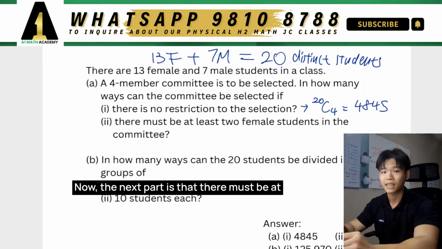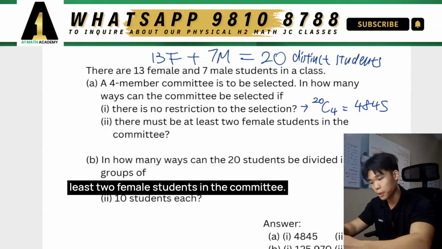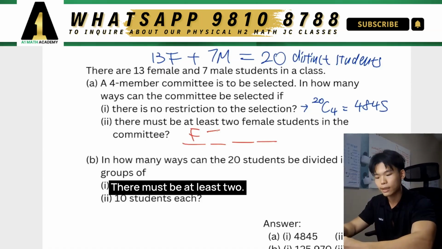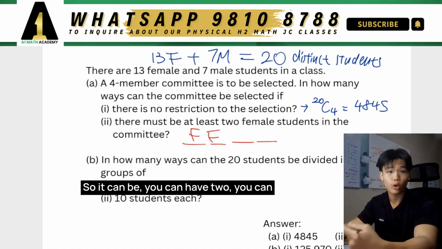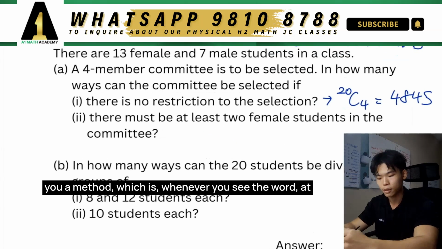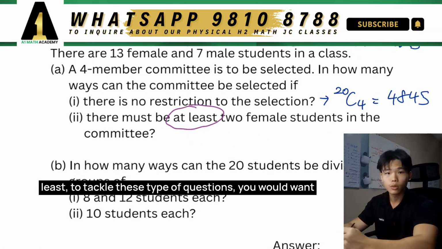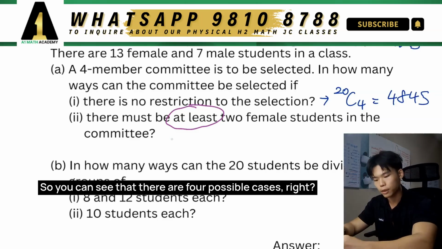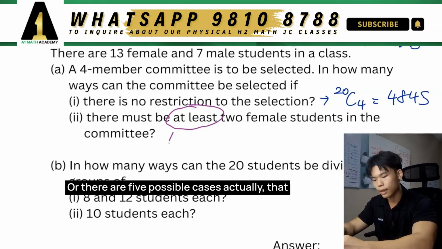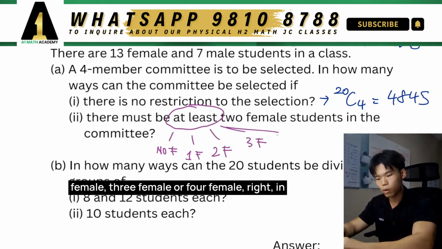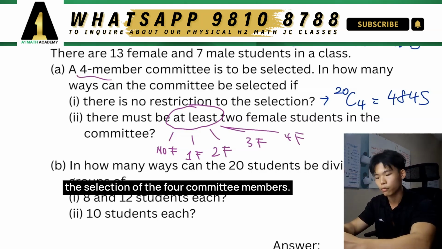Now, the next part is that there must be at least 2 female students in the committee. So what this means is that we have 4 slots, and there must be at least 2. So you can have 2, 3, or 4. For these types of questions, I'm going to teach you a method: whenever you see the word at least, you will usually want to consider the complement. There are 5 possible cases actually: no females, 1 female, 2 females, 3 females, or 4 females in the selection of the 4 committee members.